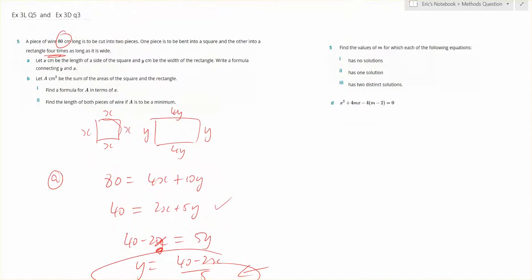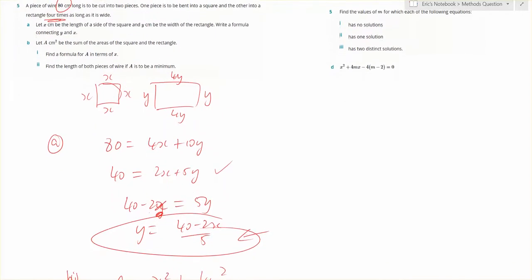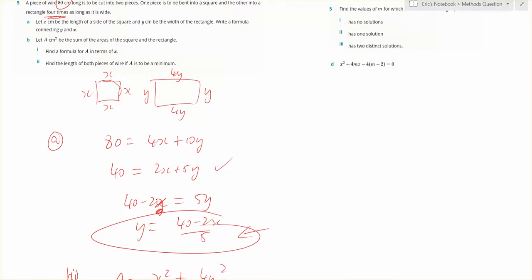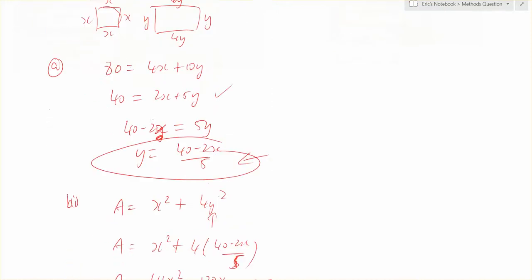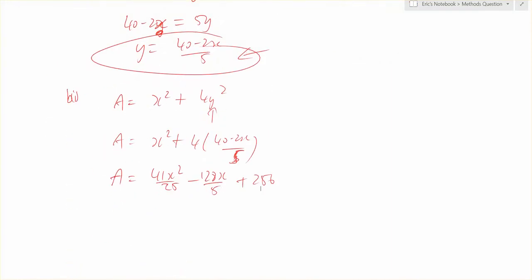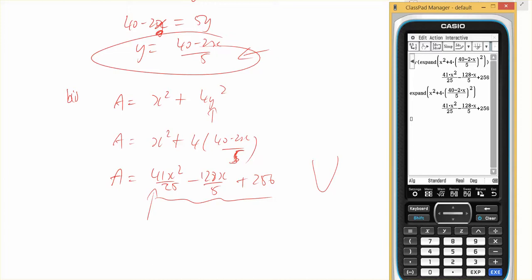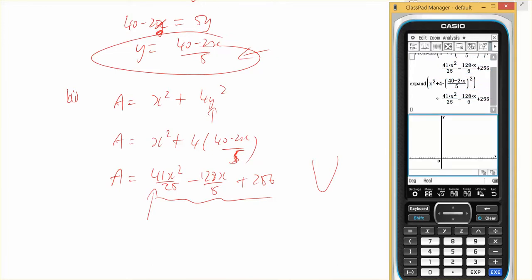Now, the next part says find the length of both pieces of wire if A is to be a minimum. Okay, so we've got a quadratic expression. We notice that this is a positive quadratic because the coefficient of the x squared term is positive, so we'll know it will look like that, or something like that. So what I'm going to do is attempt to graph this. I press my graph window, highlight the expression I want to graph, and drag down.